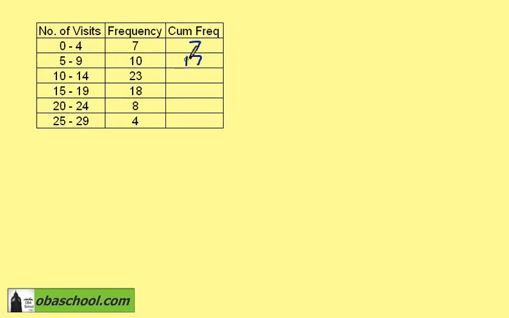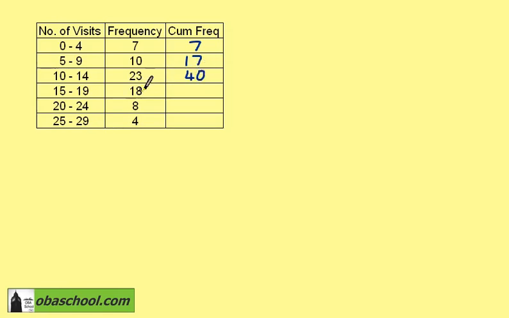There's 23 pieces of data in 10 to 14. We do 17 plus 23, which is 40. This means that there are 40 pieces of data between 0 and 14. It's called cumulative frequency because we're accumulating as we go through the sets.